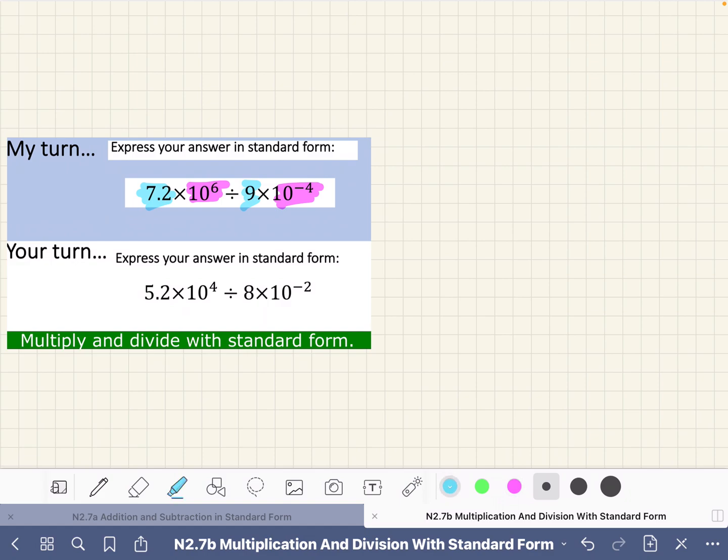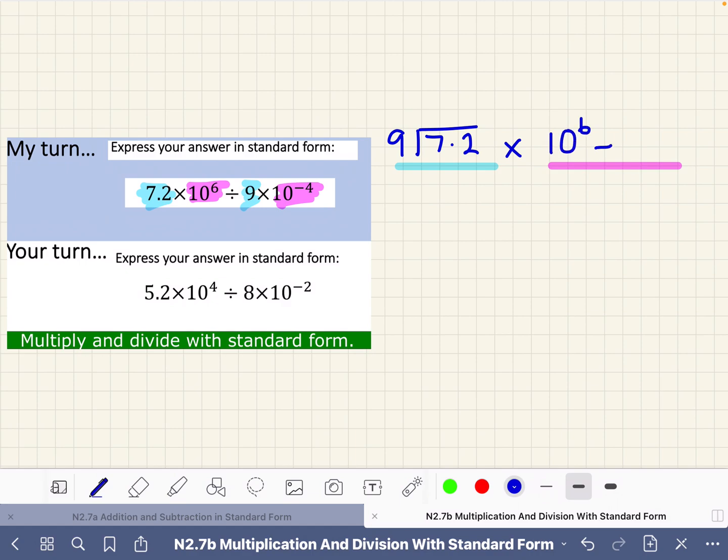So, 7.2 is being divided by 9, and that's being multiplied by 10 to the power of 6 divided by 10 to the power of minus 4.